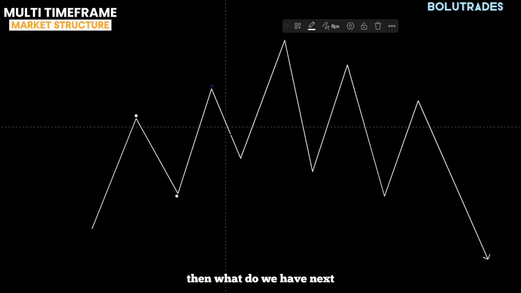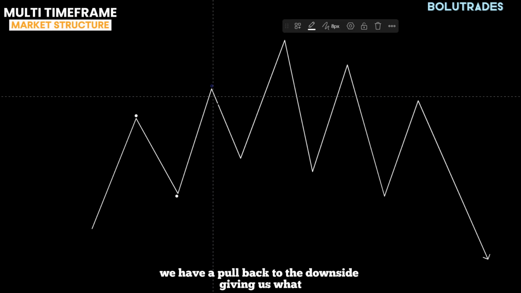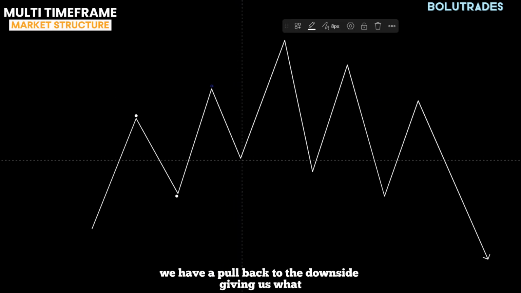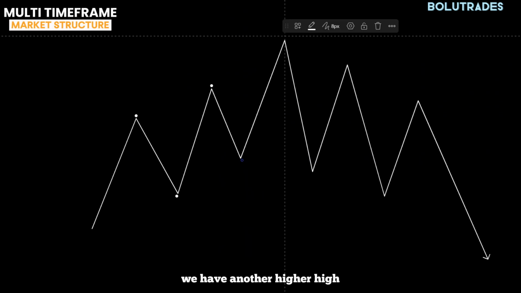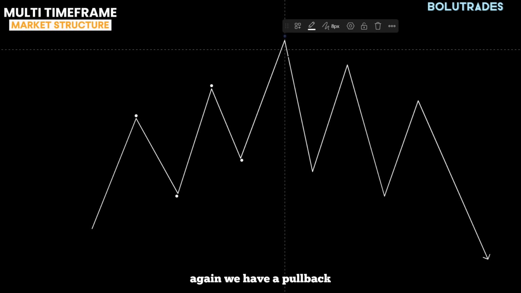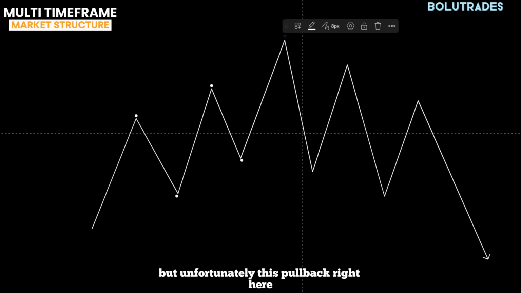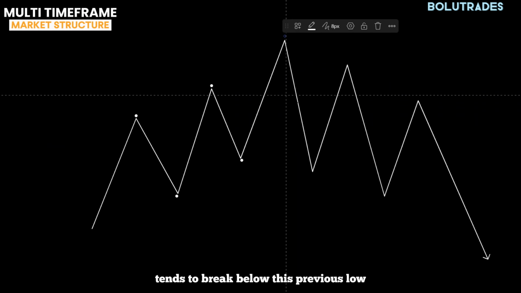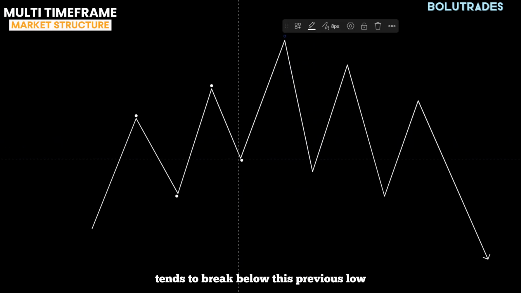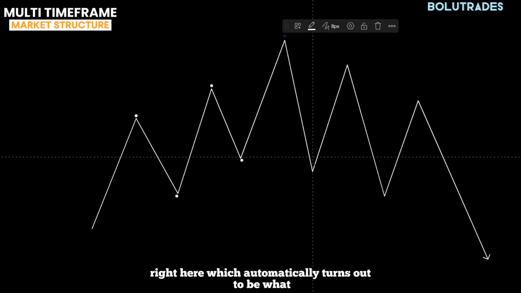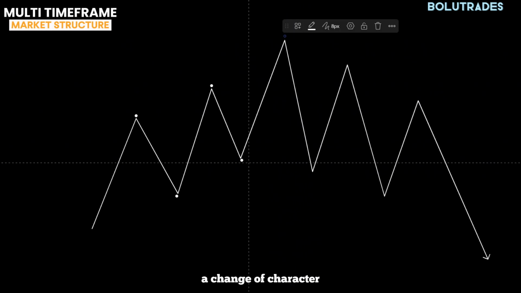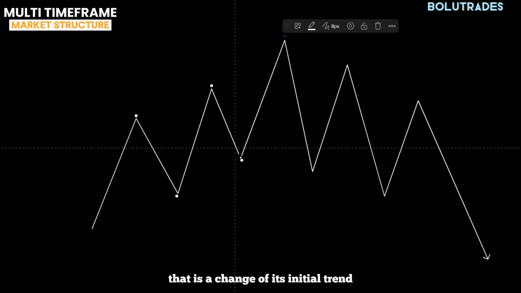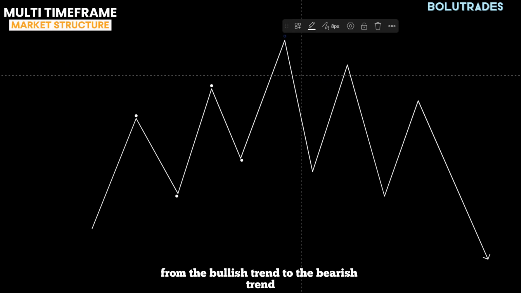Then what do we have next again? We have a pullback to the downside, giving us another higher low. Then right here again, we have another higher high. Then what next do we have? We have a pullback, but unfortunately, this pullback tends to break below this previous low, which automatically turns out to be what? A change of character. That is a change of its initial trend from the bullish trend to the bearish trend.